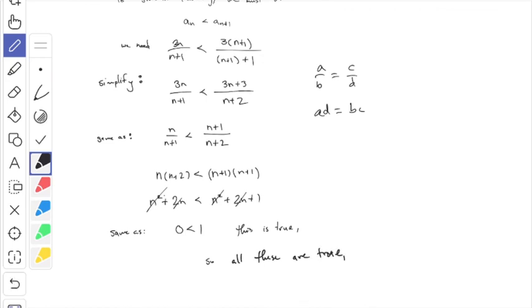And so, really, all we care about is the first one. So an is less than an plus 1, which is what we wanted. All right? Simplify those inequalities until it boils down to something which is obviously true. And then that means everything else in your list of inequalities must have been true.